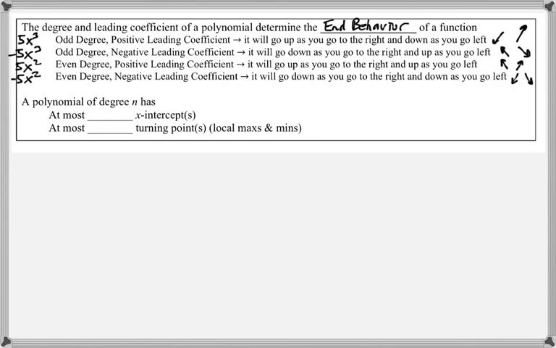The polynomial of degree n has at most n x-intercepts. It could have less, but at most it will have as many x-intercepts as the degree. And at most n minus 1 turning points. Turning points are local maxes and local mins, so really like the tops of hills or the bottom of bowls.